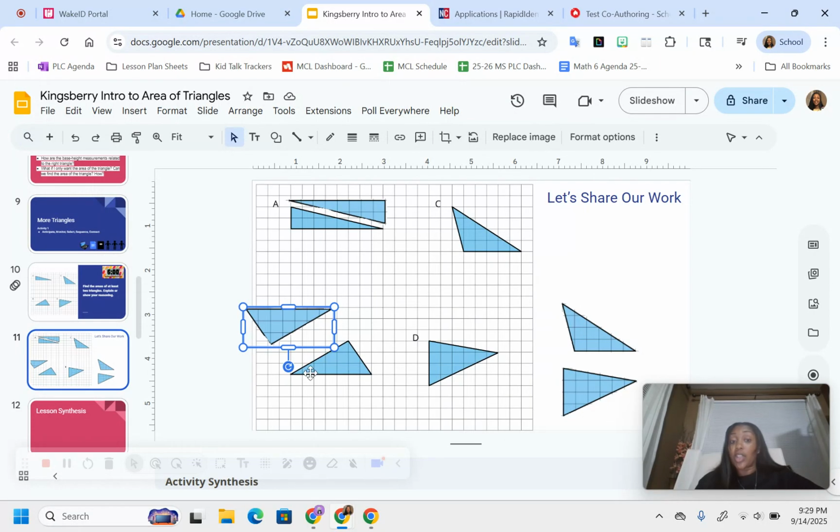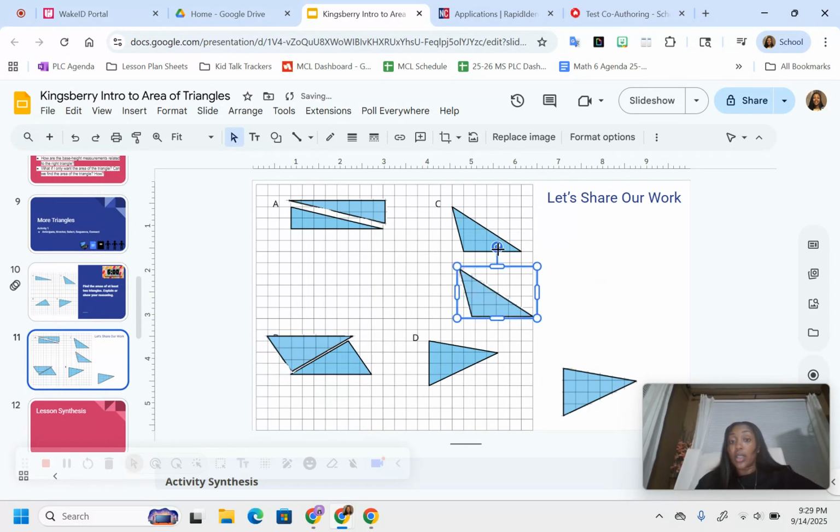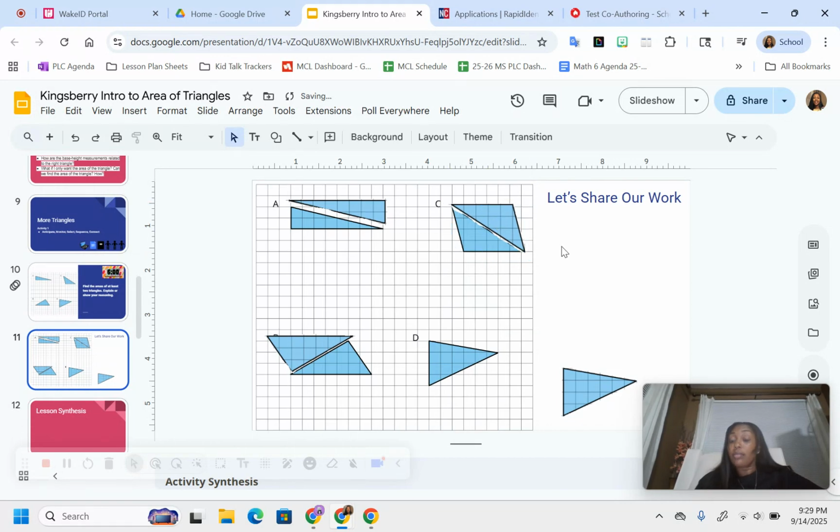So that means that the triangle has an area of 10 and a half, and both triangles have the same area. So they both have an area of 10 and a half. Same thing with C. I can take C. Once again, I can spin it around and then put those pieces together. When I put those pieces together, it gives me a parallelogram.